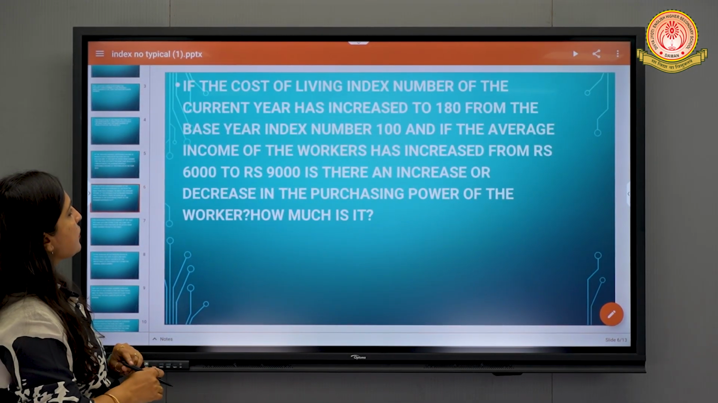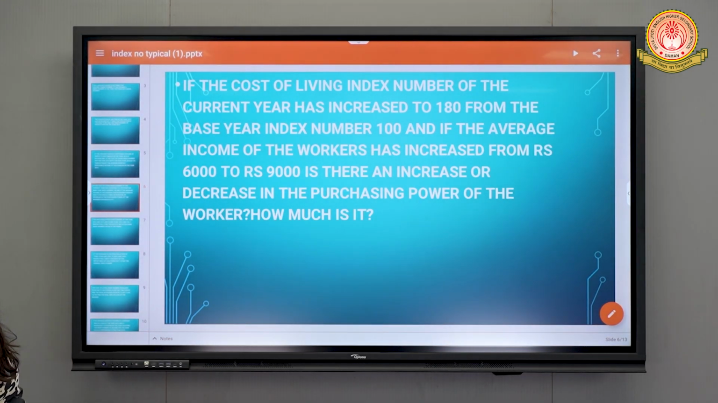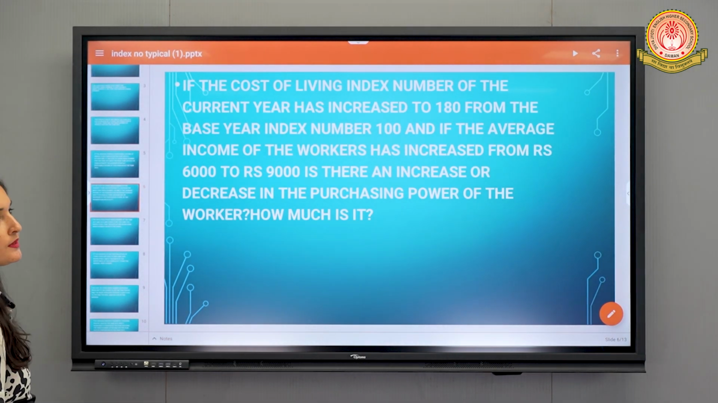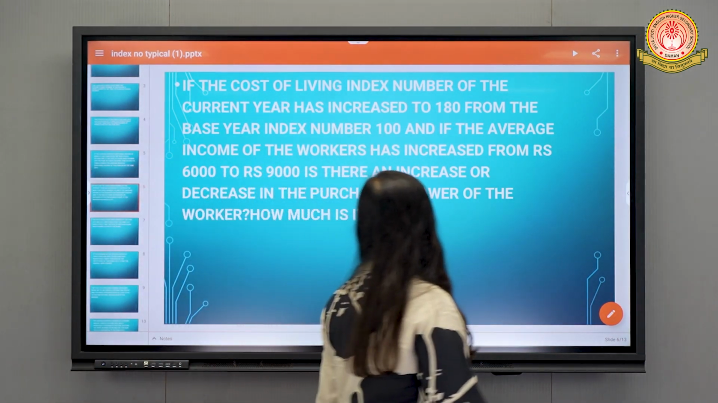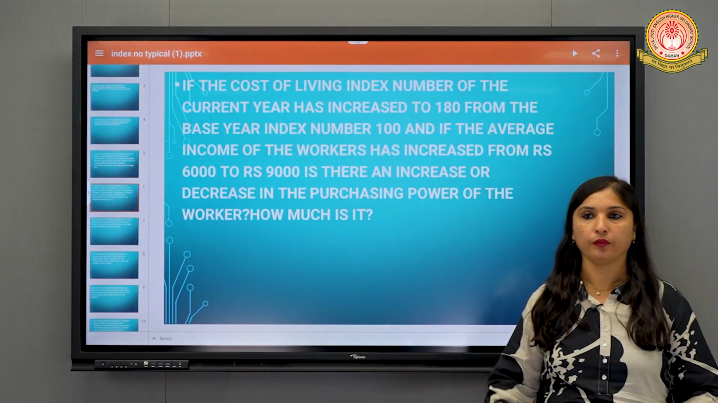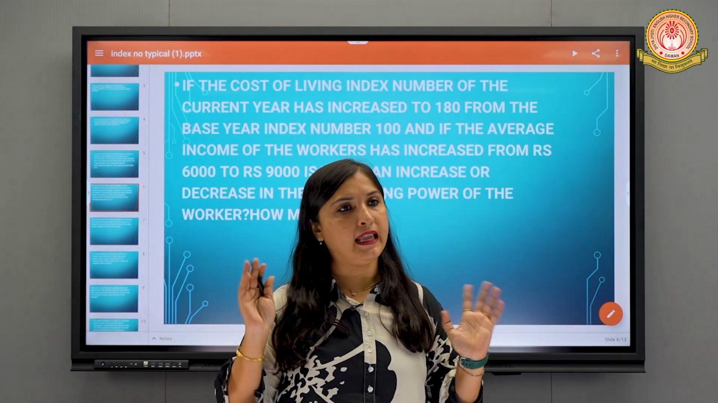The cost of living index number of the current year has increased to 180 from the base year 100, and if the average income of the workers has increased from 6,000 to 9,000, what should be the purchasing power and how much, and so on. Again, which type of question? Same type of question.